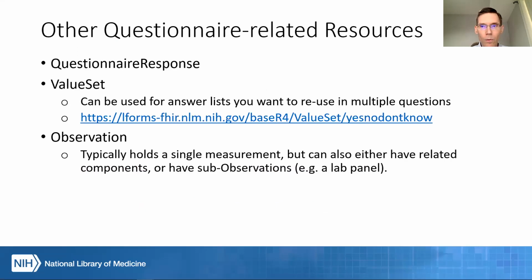Okay, so other questionnaire related resources. I've already talked about value set, questionnaire response briefly. And I just want to also mention observation. So observations, you can sort of think of them as holding generally a single measurement like weight or height or systolic blood pressure or something like that. Though they can have components, there's ways to say that this observation is connected to these other observations.